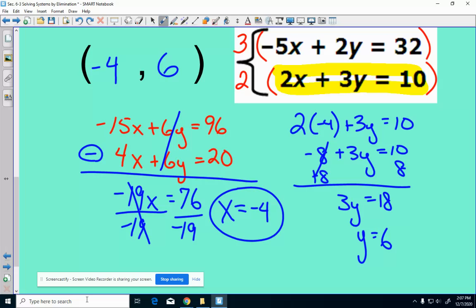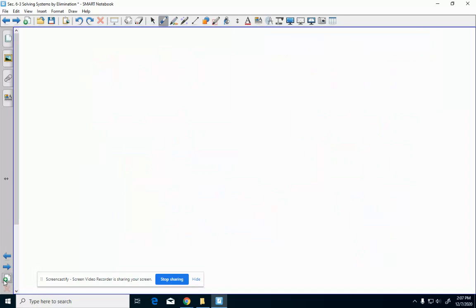All right, so there I didn't have anything that was ready to eliminate. However, by multiplying both the top and the bottom equation, I was able to find something that was common to both of them. All right, and I was able to get an elimination to take place. Okay, so we're going to try one more. All right, so let's use this.